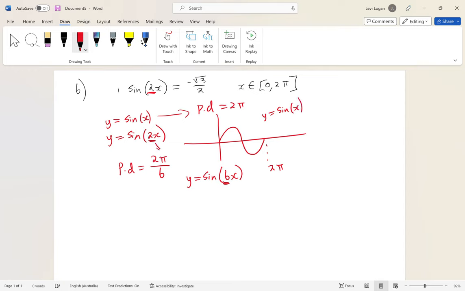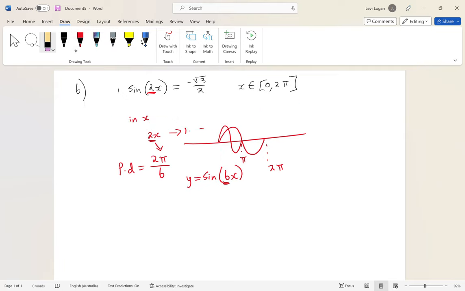However, for this graph here, because we have a 2 there, our period distance is pi. So what does this mean? This is pi here. That means this entire cycle here is going to happen in here. So basically the whole graph gets squashed by a factor of 2. The amplitude is still the same, pretend these are the same height, I just haven't drawn it correctly. But this whole cycle now fits within only pi instead of 2 pi. That's basically what we've done here. So knowing that, we have to change our domain because we're going to get more solutions.